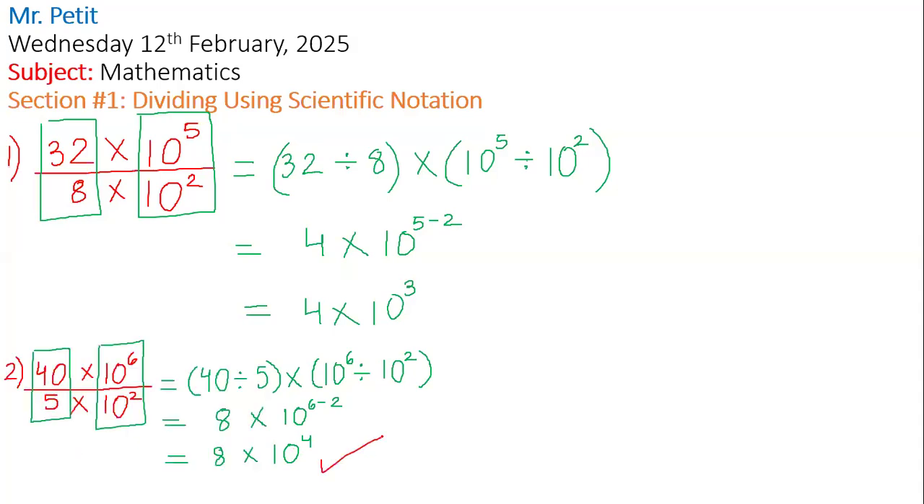Mr. Petit, in the exam, would it have two multiplication signs like that? Yes, it would. In the exams, they don't give you an example. That's funny. If they used to give examples in the exam, nobody would have failed.